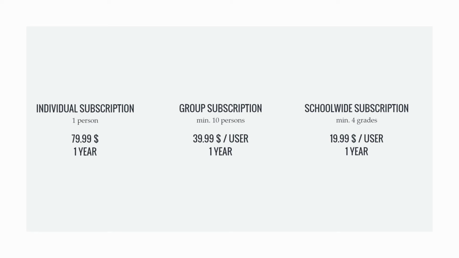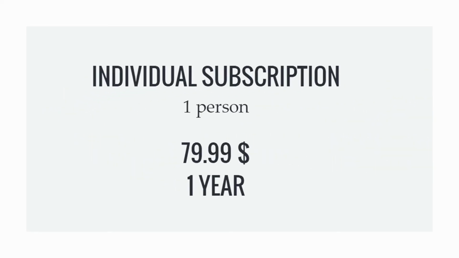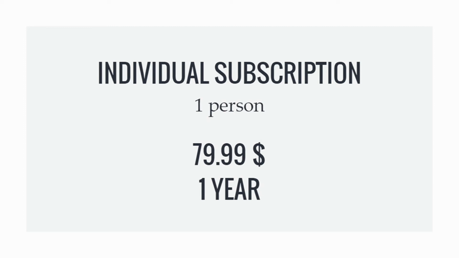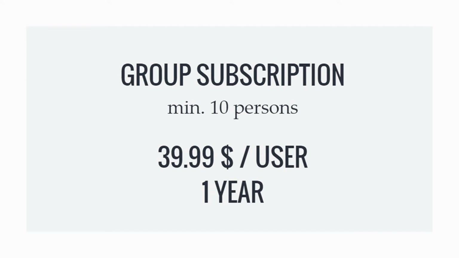And now, let's see how much Akriel actually costs. Individual subscriptions cost $79.99 USD for a year. Groups above 10 users are eligible for a group subscription discount. If parents decide to get a group subscription, the price drops by 50% to $39.99 USD per user per year.